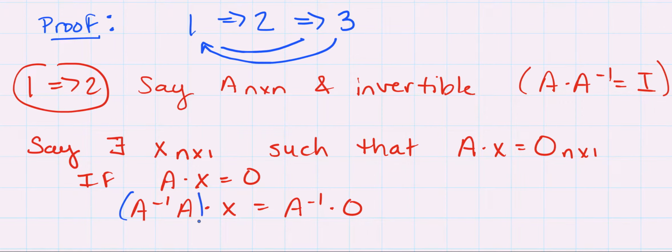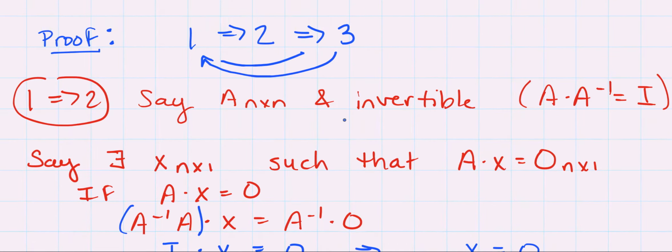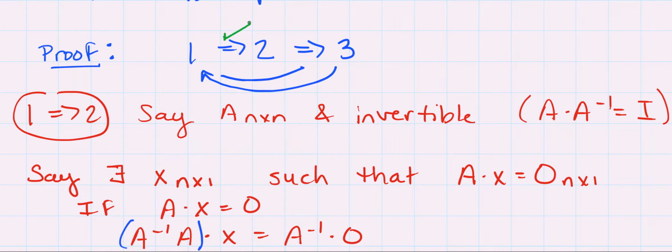And then these matrices are associative. This gives me the identity matrix. And any matrix times the 0 column matrix, as long as it's n by n, is going to be the 0 column matrix. So I get that x has to be 0. So we've shown that 1 implies 2. So this piece is done.